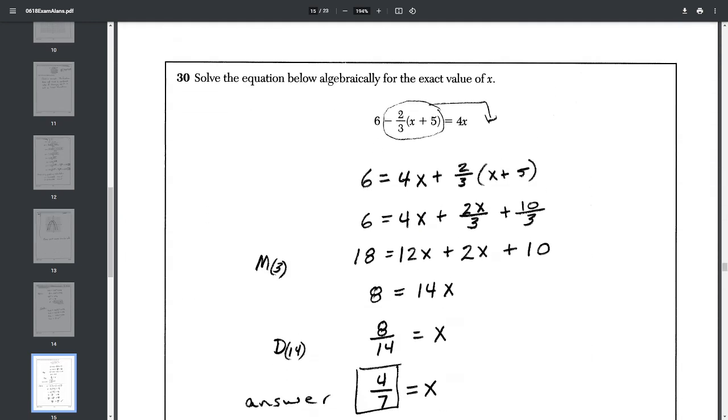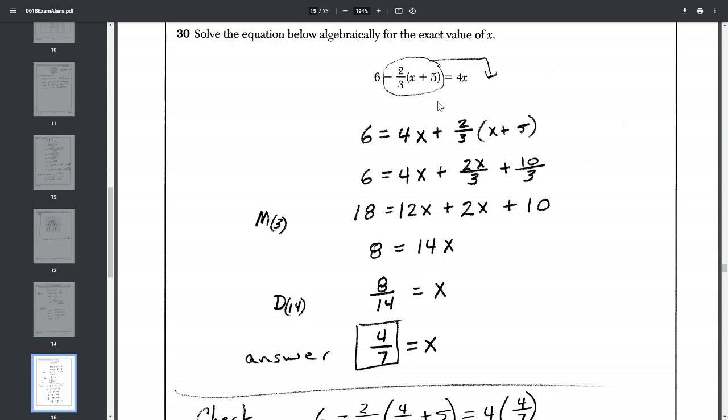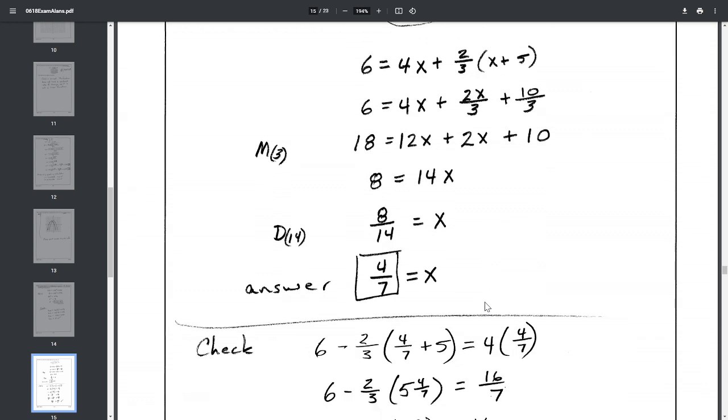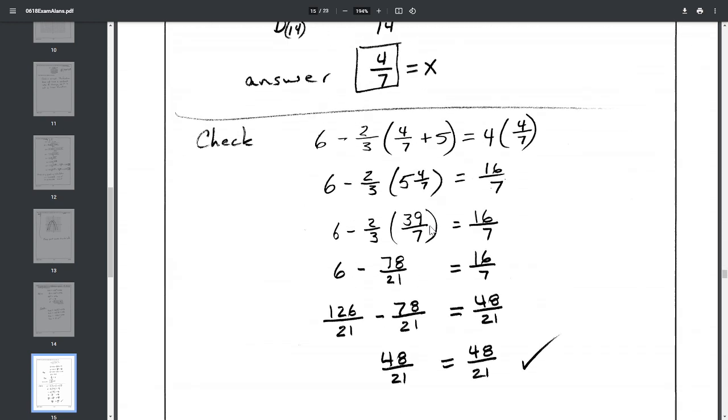Number 30 wants you to solve this. So to solve this, all you have to do is, looks like, that's interesting. That is not how I would have solved this. I would have distributed the negative 2/3 to everything in the parentheses. And then I would have combined like terms because we have a 6 out here that would be combined with this negative 10/3. And then I would move everything around to get the x alone and get 4/7. Even checked it, which you don't have to do.